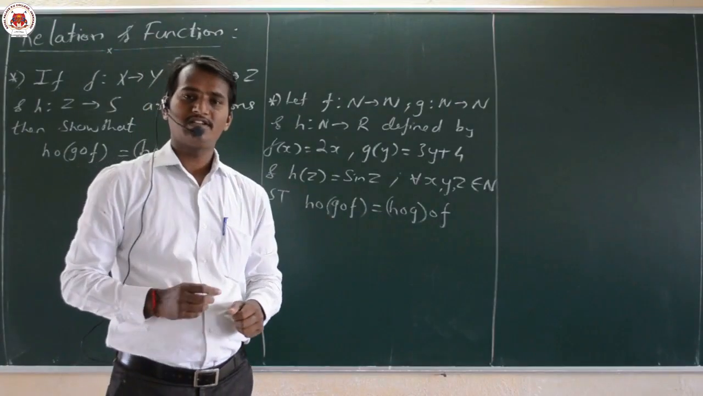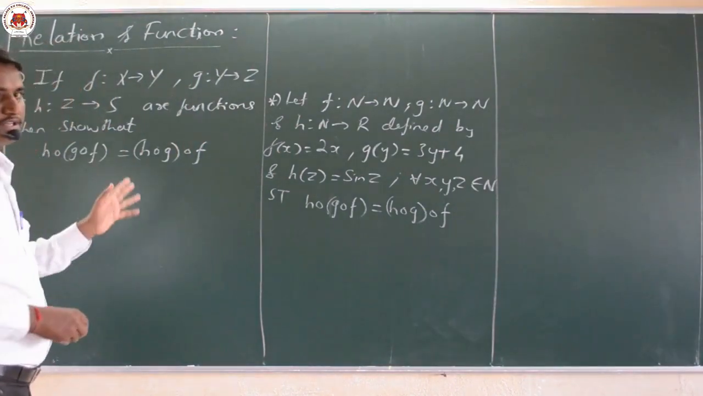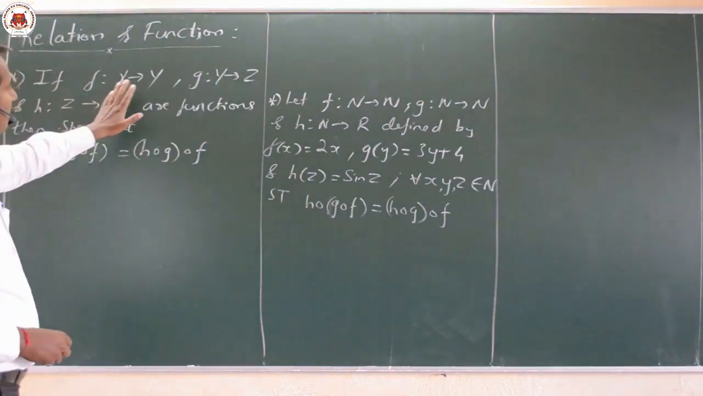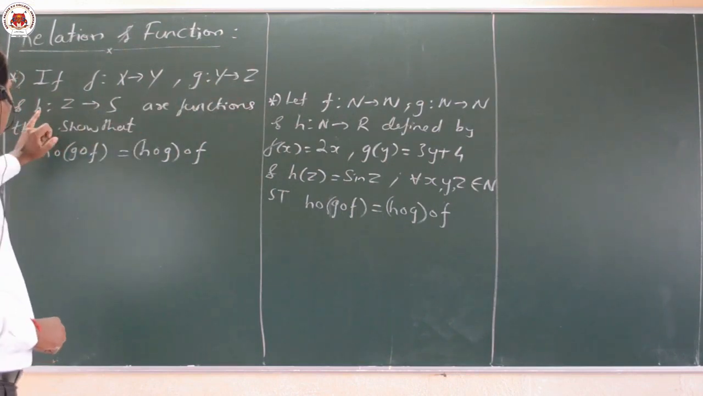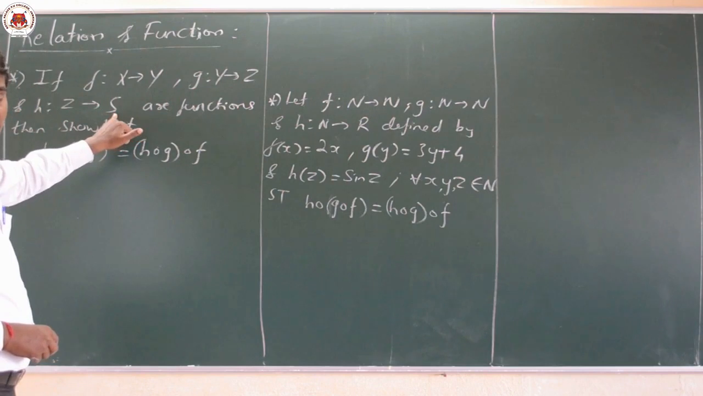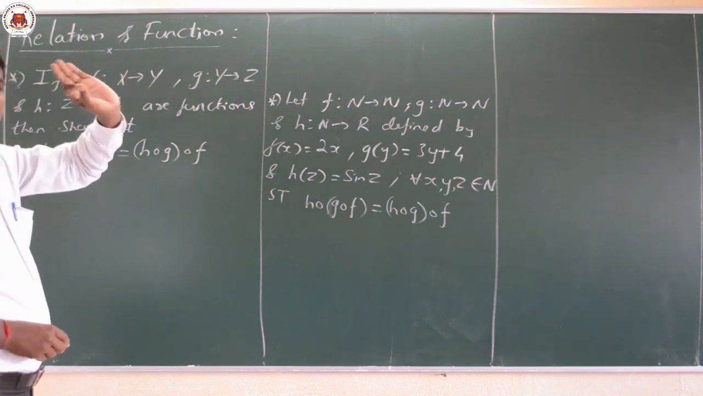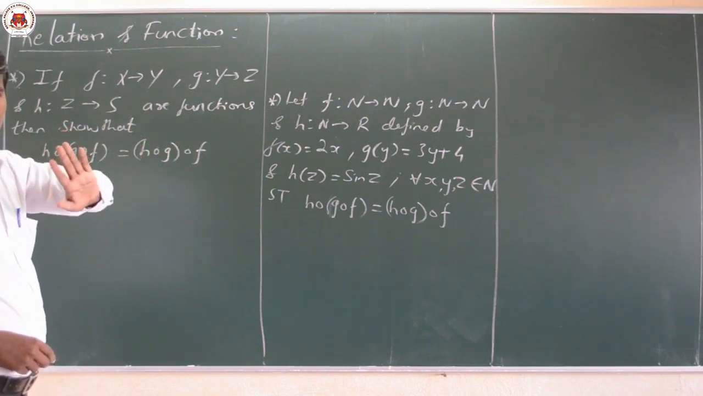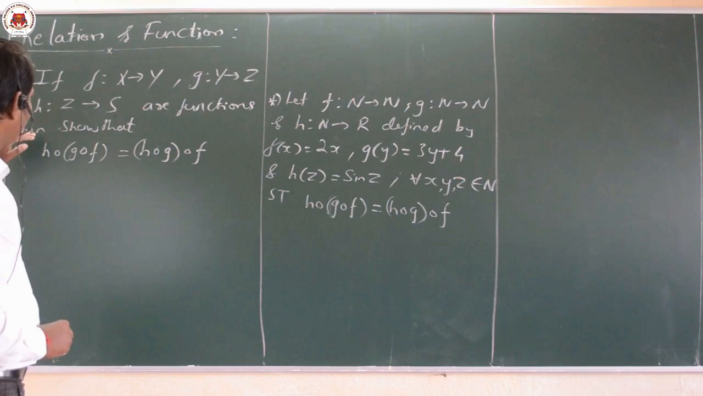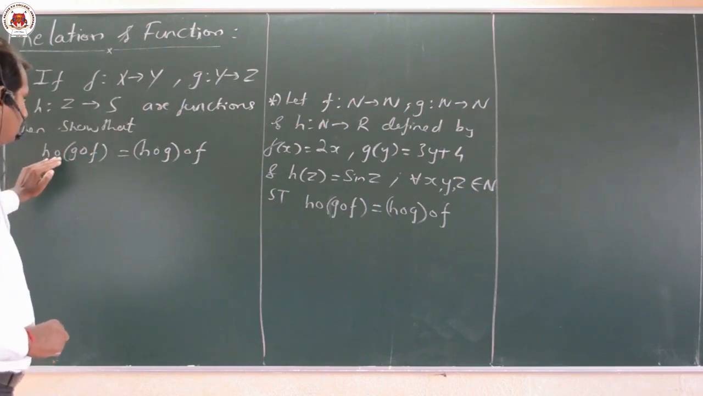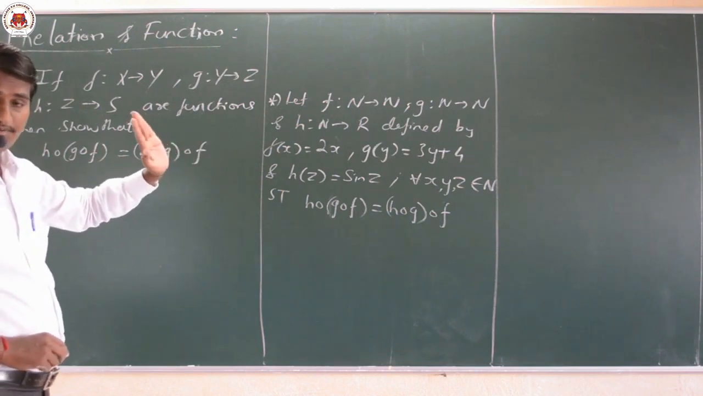Okay dear friends, now let us start with the next proof. What we are required to show here: if f from x to y is a function, g from y to z is a function, and h from z to s are the functions. Composition of functions, you had learnt only f of g, or g of f. Now one more step extra, we have 3 functions. So now we are required to show that h of g of f equals h of g of f of x.